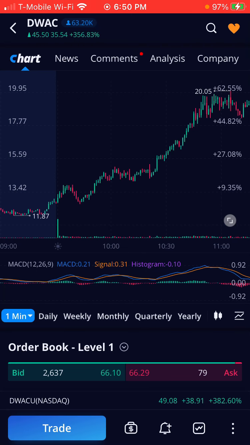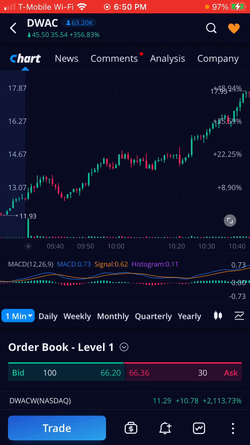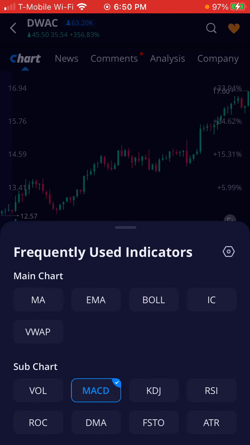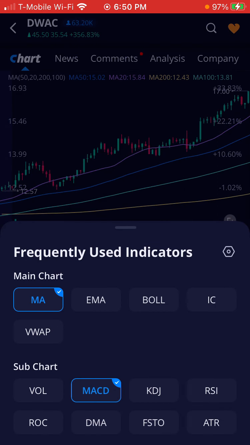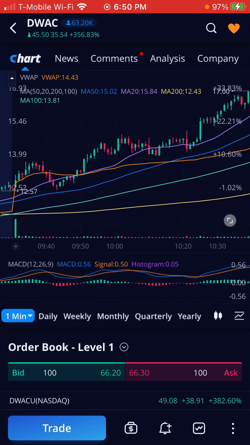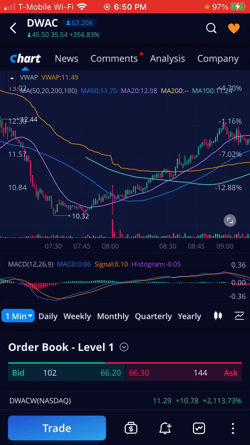Now, not all of these signals are good signals. You need some other things to confirm it, which is why you will use these MAs and VWAPs to confirm these signals.